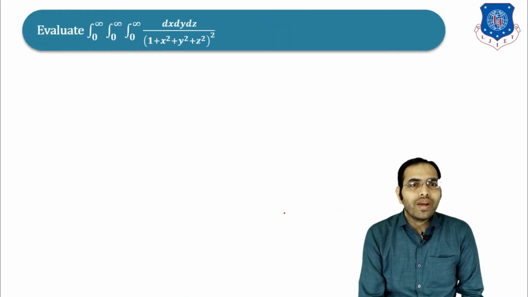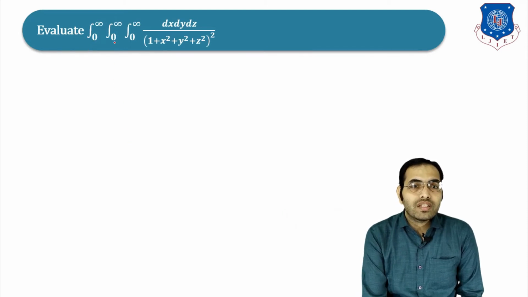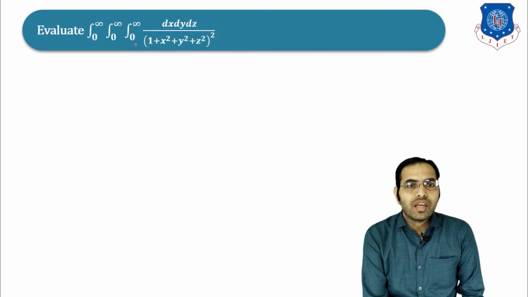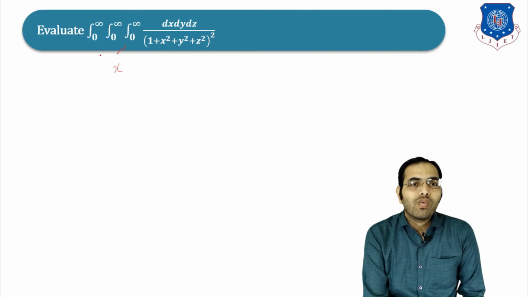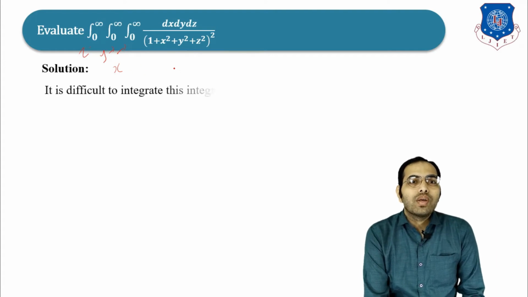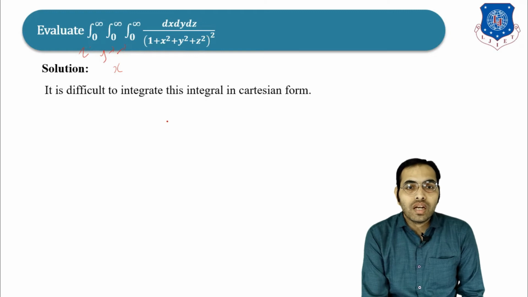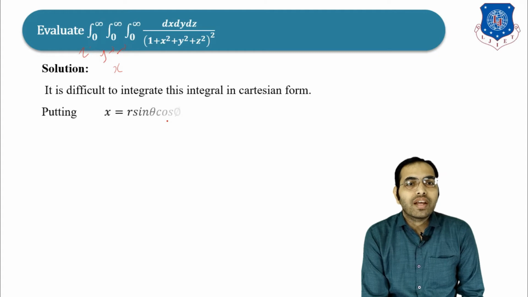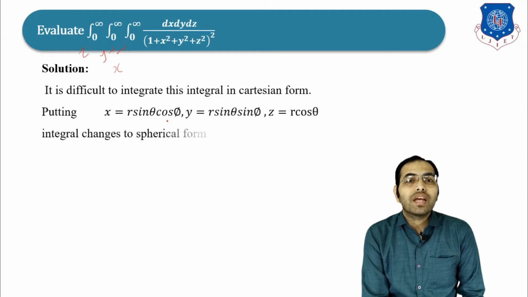Let's see one example. The triple integral with limits 0 to infinity, 0 to infinity, 0 to infinity, dx dy dz upon (1 plus x square plus y square plus z square) whole square. Here x varies from 0 to infinity, y also varies from 0 to infinity and z also varies from 0 to infinity. In this type of example it is difficult to integrate directly in the Cartesian coordinate system. For that we have to convert into the spherical coordinate system.